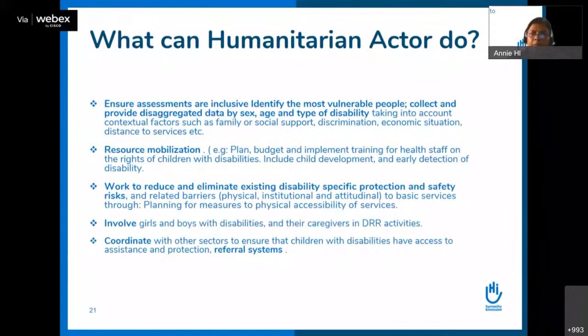So to summarize, we should have good data. We should try to collect data on sex, age, and type of disability, because that is what will help us. For example, during COVID, the pension that people with disabilities get was provided in advance. So that is very good.